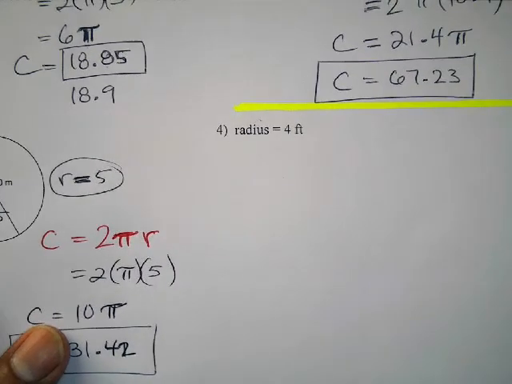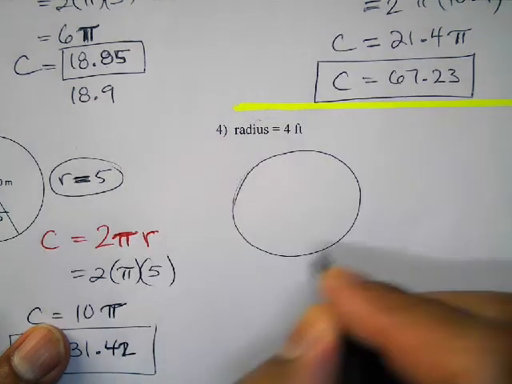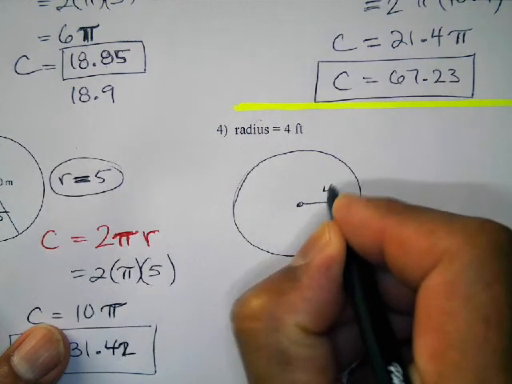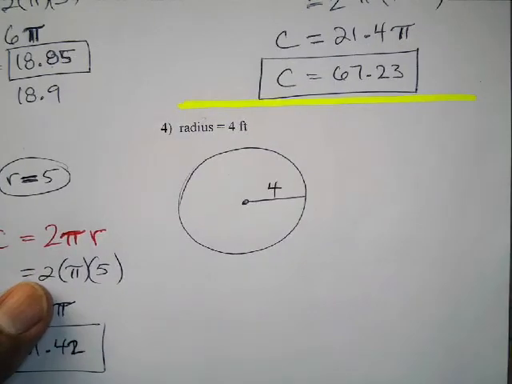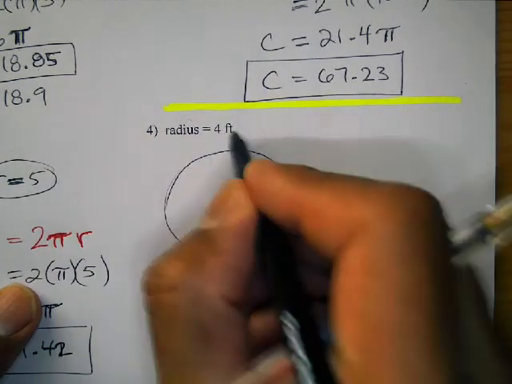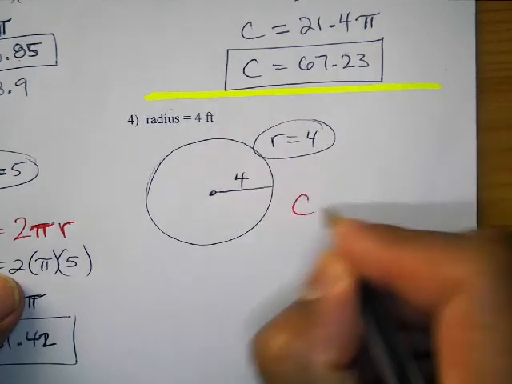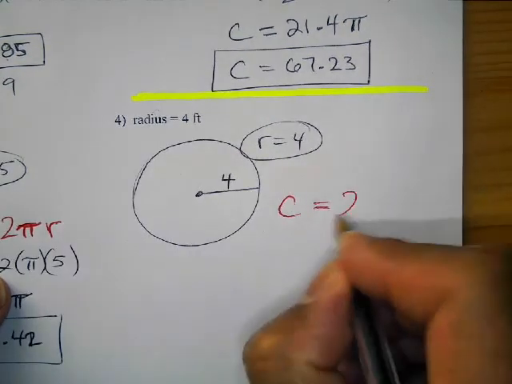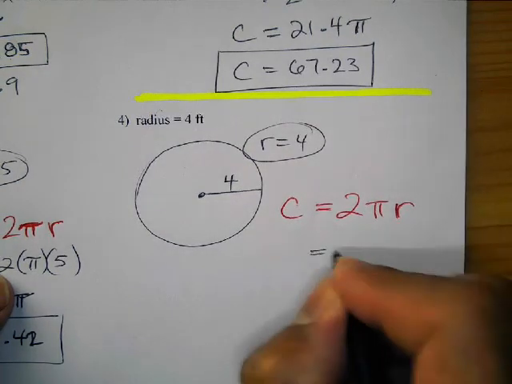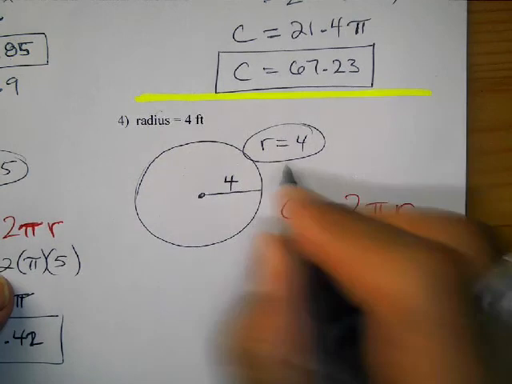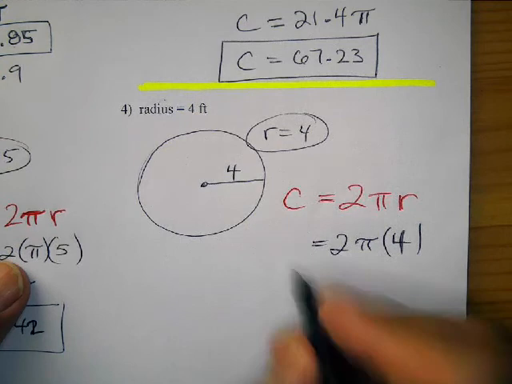And then on this one, number 4, they didn't draw a circle for you. You kind of don't need it. You can draw one if you'd like. A circle with a radius 4 would look maybe like this, right? But honestly, isn't that the only piece of information you need? I can just plug this into the formula, right? R is 4. It's telling me that the radius is 4. So circumference is equal to 2 times pi times the value of the radius, which in this case is 4, right?